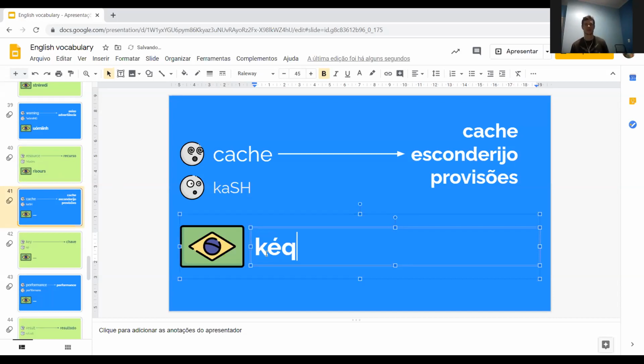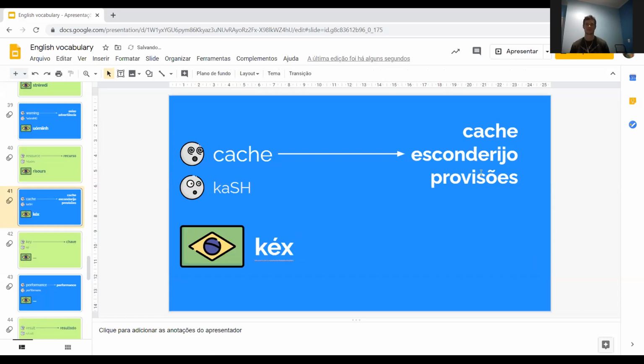Cash. Okay. So it's the cache of the browser. Do you use this word in English too? For the same thing? Yeah, it's very common. You know, we see it all the time on the internet. Cache and cookies.